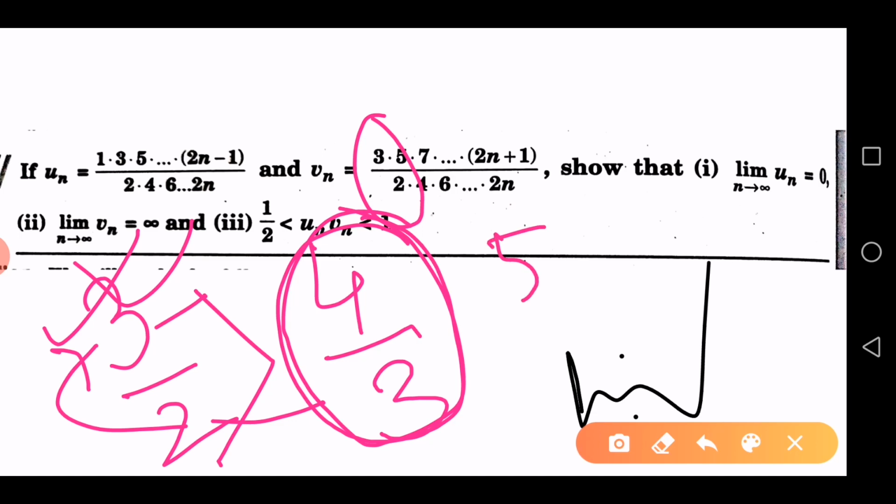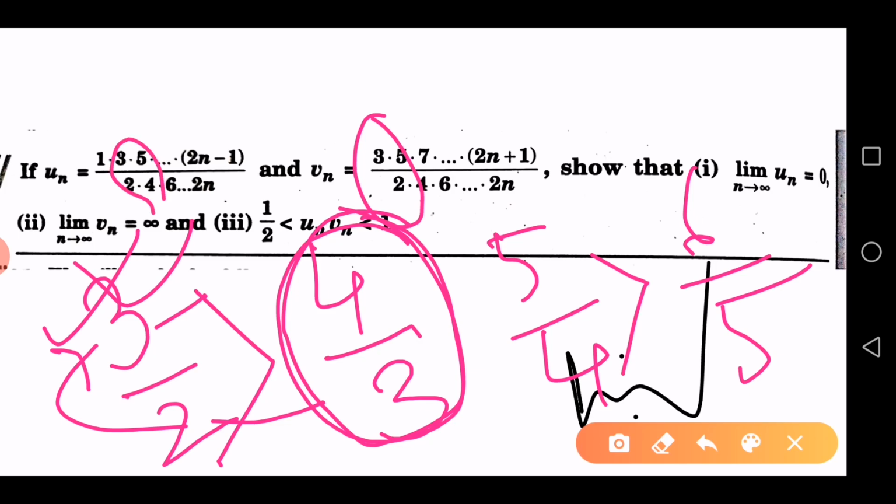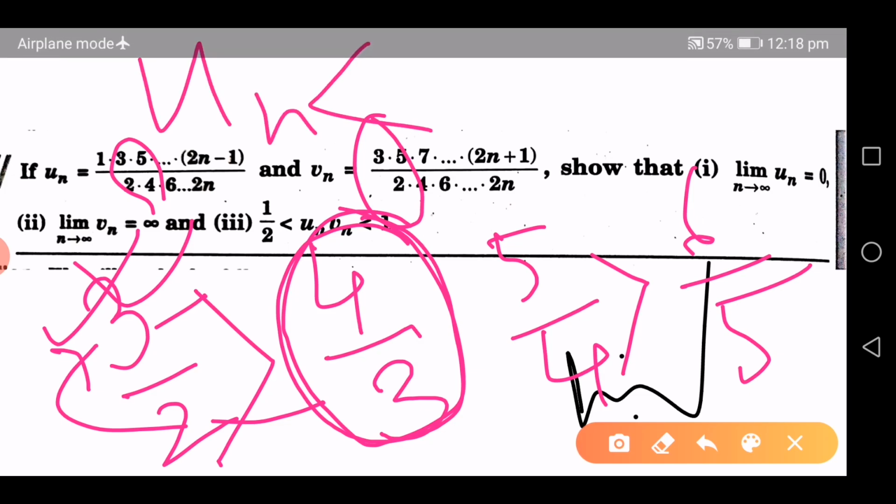Similarly, 5 by 4 is also greater than 6 by 5, etc. So for the first un, we will replace 1 by 2 by 2 by 3, then 3 by 4 by 4 by 5, then 5 by 6 by 6 by 7. So the right hand side will be increased. So we will have un less than something.